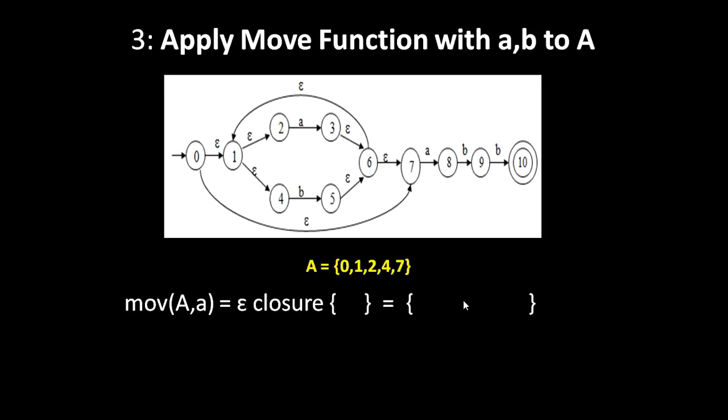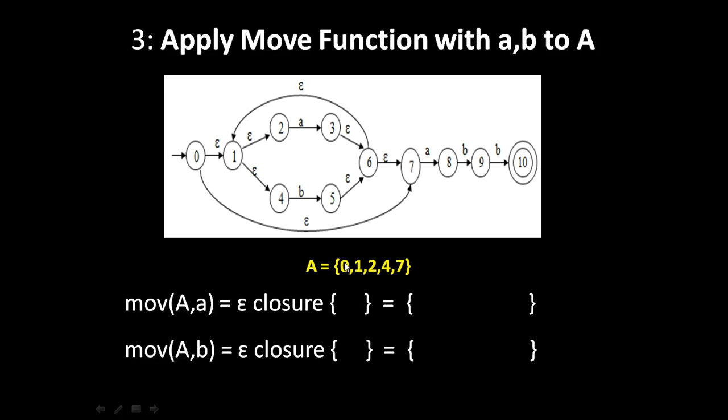Then I move to the third step, which is applying the move function with the input symbols. Here the input symbols are a and b. So apply these two input symbols to set A. I write Move(A, a), and like this I can also find Move(A, b). First I find Move(A, a), in which I want to find the states reached on input symbol a.